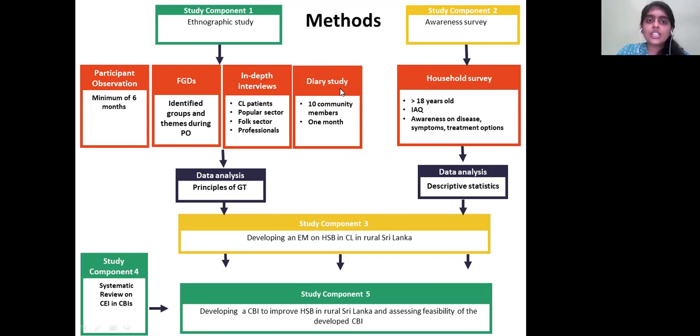Data generated from the ethnographic study and from the quantitative survey will be utilized to develop the explanatory model on health-seeking behavior in CL under study component 3. The explanatory model will be the basis for the development of the community-based intervention to improve health-seeking behavior in rural Sri Lanka. That is study component 5, and this component will be complemented using the findings of the systematic review on community engagement and involvement in community-based interventions under study component 4. Finally, the feasibility of the developed community-based intervention will be assessed using different measures.